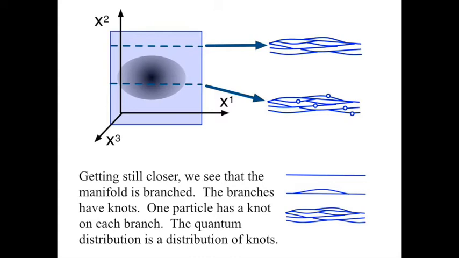In the top diagram, we take two slices through the manifold. In the top slice, we look at a slice where the quantum probability of finding a particle is zero. There are no instances of the particle on any of the branches. In the bottom slice, we see a slice where the quantum probability of finding the particle is non-zero, and there are many instances of the particle on the branches of the manifold. Looking more closely, we see that those individual instances of the particle are in fact knots in each of the branches of the manifold.